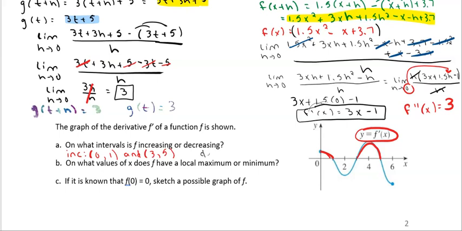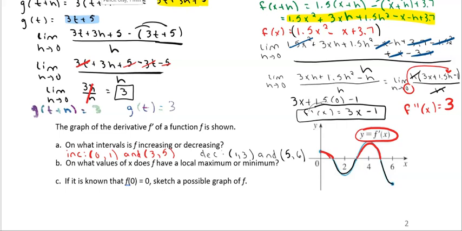So if we look at the decrease piece, then we're looking for where it is below the x-axis. If the original function was decreasing, then the derivative will be negative, which means the derivative will be less than 0, which means it will be below the x-axis. So that will be from 1 to 3 for this first interval, and it looks like we have 5 to 6 for our second interval.